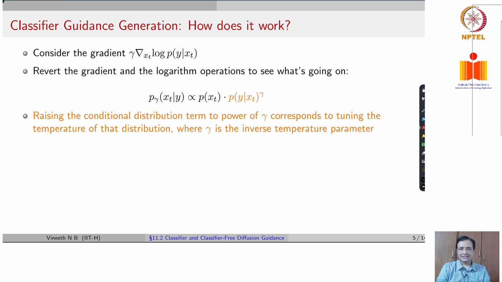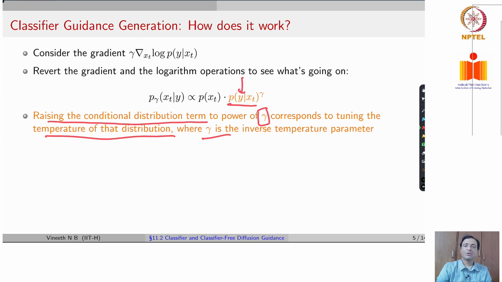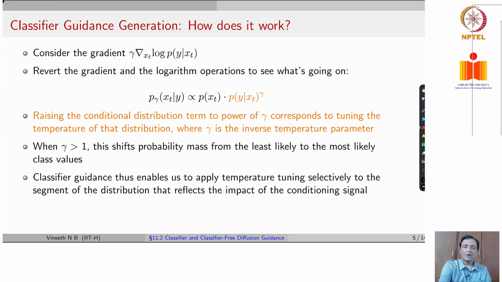Now what does this tell us? This tells us that we are raising the conditional distribution term here to the power gamma, which is similar to providing a temperature of that distribution, where gamma, or the guidance scale which we provide, becomes a tunable parameter that tells us how much we want to weigh this particular distribution while predicting the noise. When gamma is greater than 1, we are giving this particular term more weightage, and that shifts the probability mass in that time step from what could potentially be an unlikely class to the most likely class for that generation. So classifier guidance enables us to apply temperature tuning selectively to the segment of distribution that impacts the conditional signal.